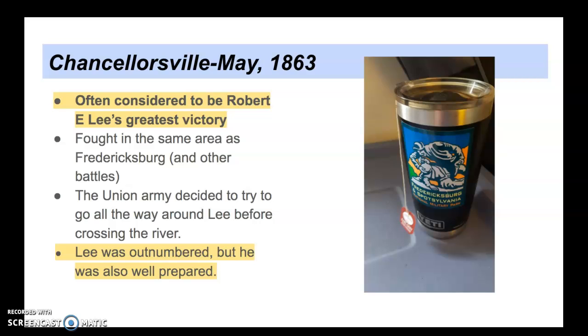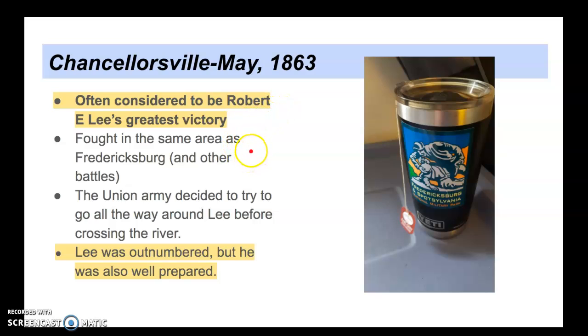It's in May 1863, so about 5 months after the disaster at Fredericksburg. A lot of times people consider this to be Robert E. Lee's greatest victory. I would like to go into more detail in terms of strategy with you, but we don't have time for that. So we're just going to give you some of the high or low points depending on how you feel about this battle.